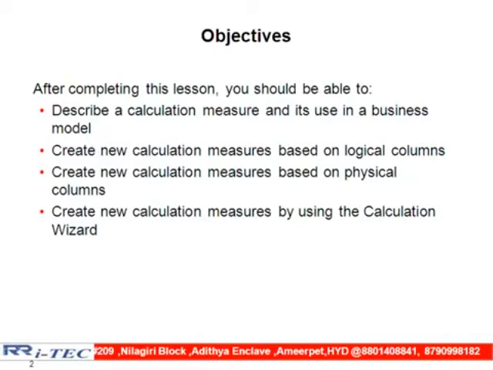Next, how to create a new calculation measure based on a logical column. This point is important. Based on what, sir? Logical columns. Next, create a new calculation measure based on what, sir? Physical columns. Next, create a new calculation based on what, sir? Calculation wizard. So how many types of calculations are there, sir? By seeing this, there are 3 types of calculations, right? One is based on logical columns, one on physical columns, and one on the calculation wizard. These are the 3 types of calculations that are available.